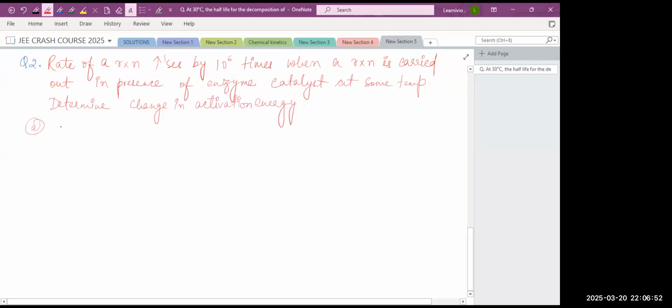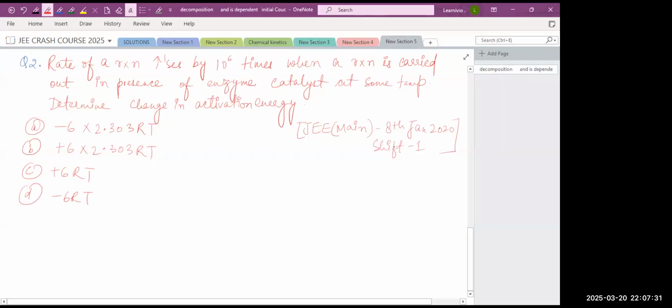Your options are: first option is minus 6 into 2.303 RT. Option 2 is plus 6 into 2.303 RT. Option C is plus 6 RT, and option D is minus 6 RT. And this question was asked in JEE 2020. Okay, solve it. Tell me the answer.